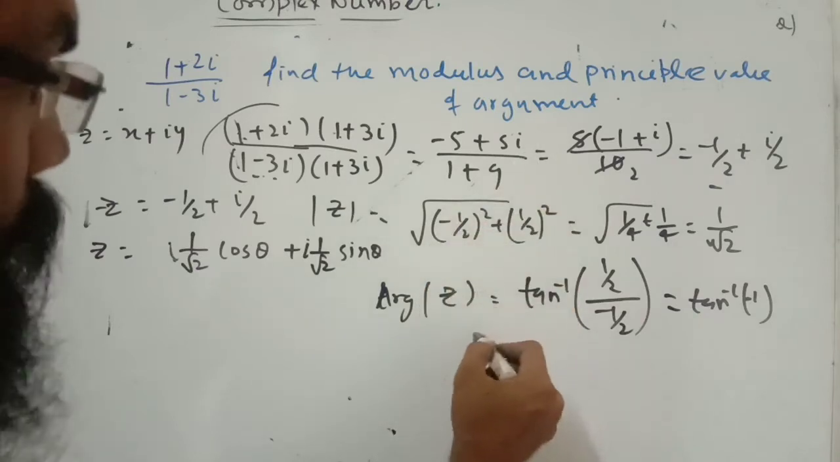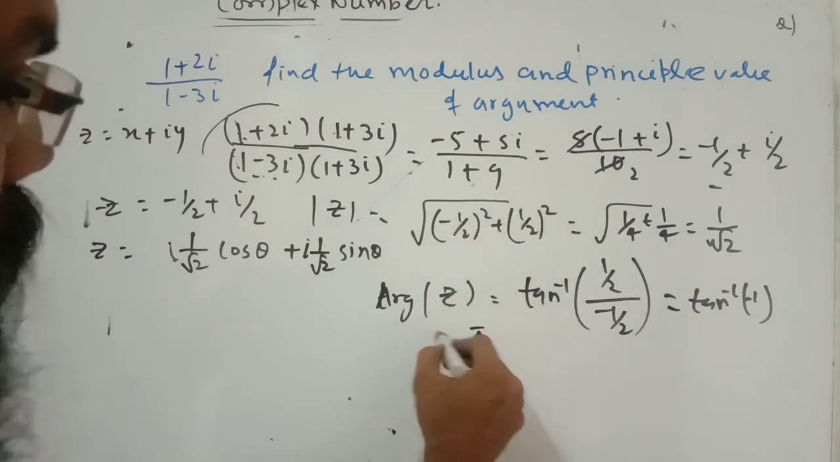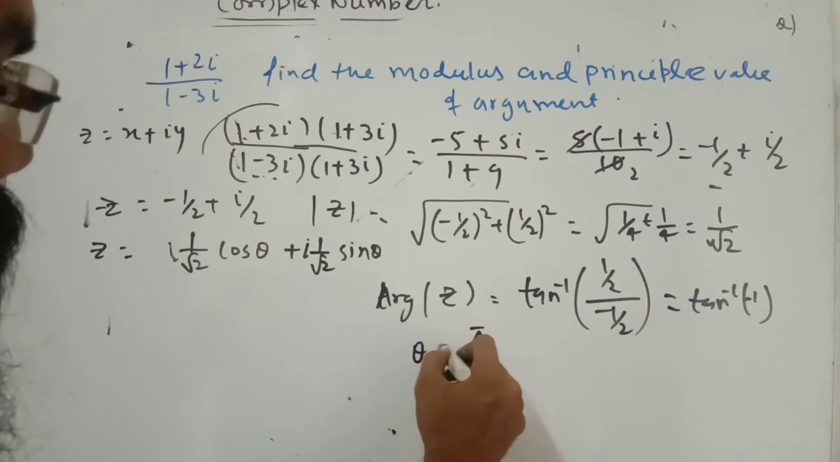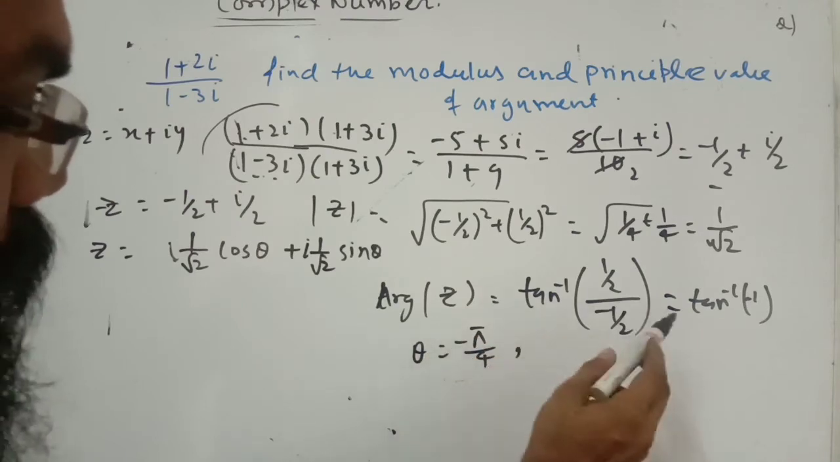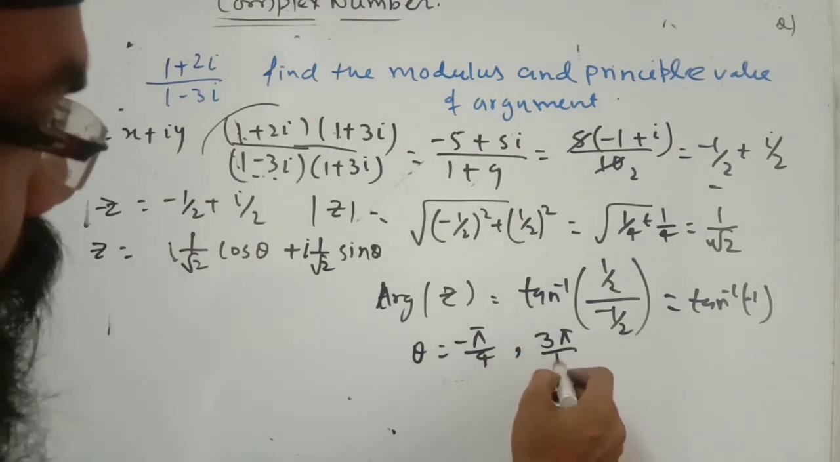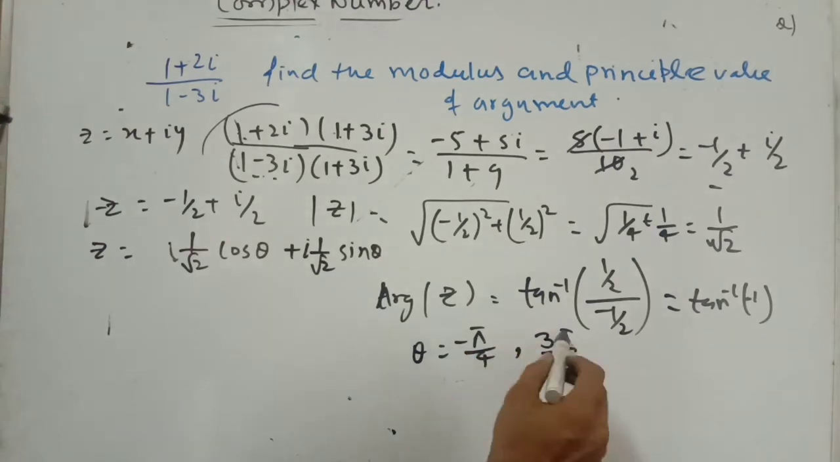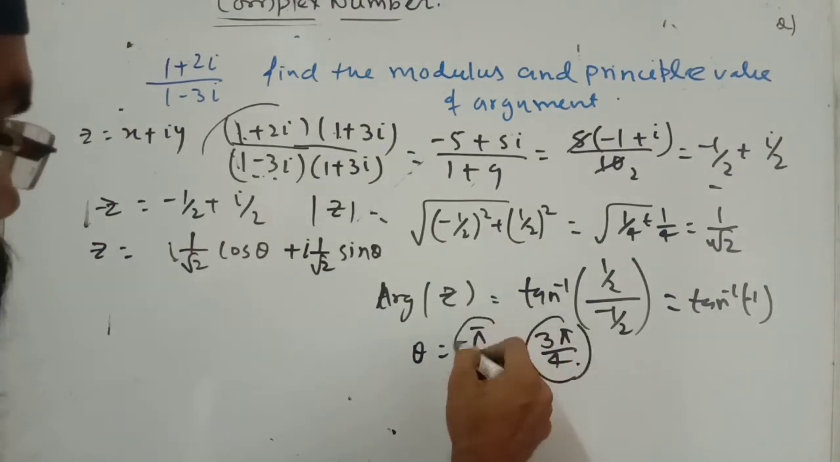So here there are two values possible. Number 1, theta equal to minus pi by 4. And number 2, it also belongs to the second quadrant, 3 pi by 4. But the answer should be this one. Why? Because the other is not possible.